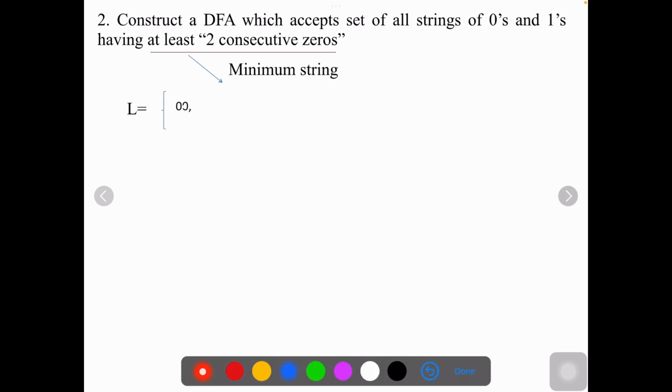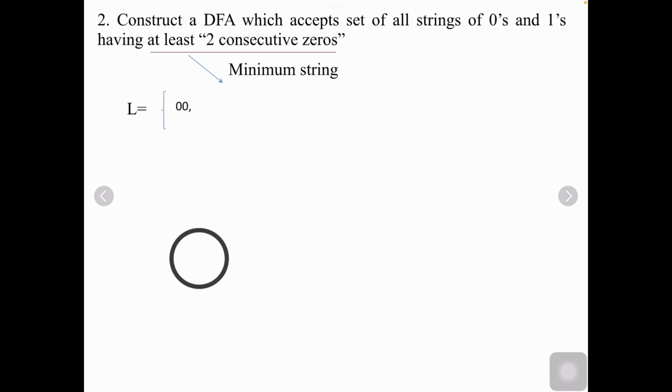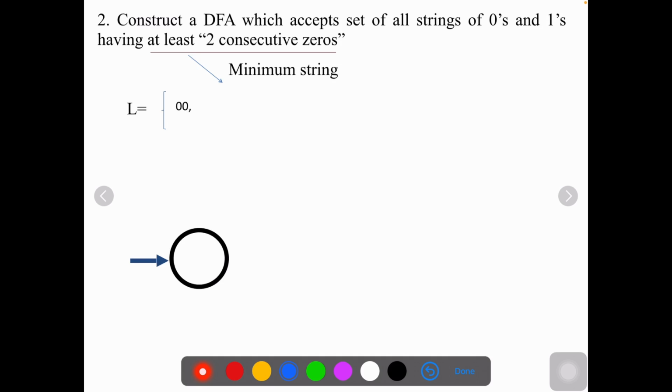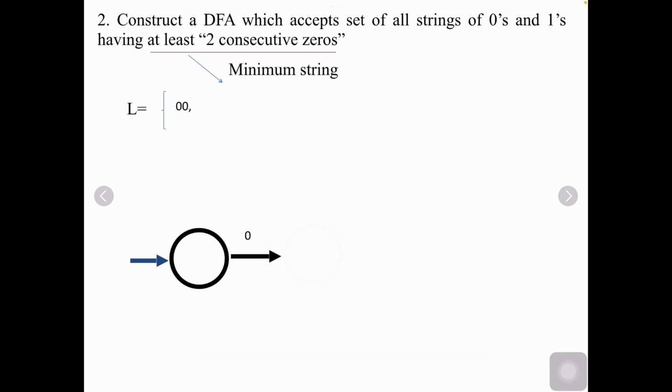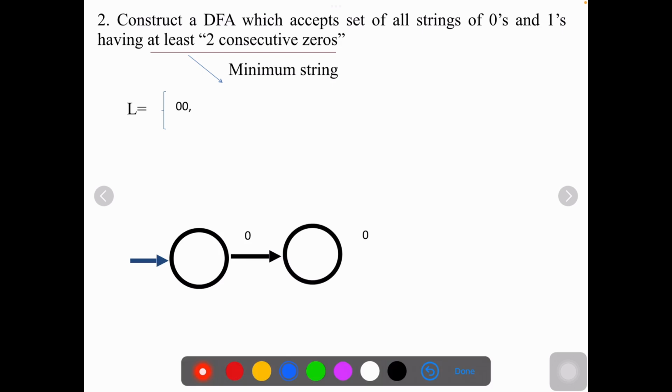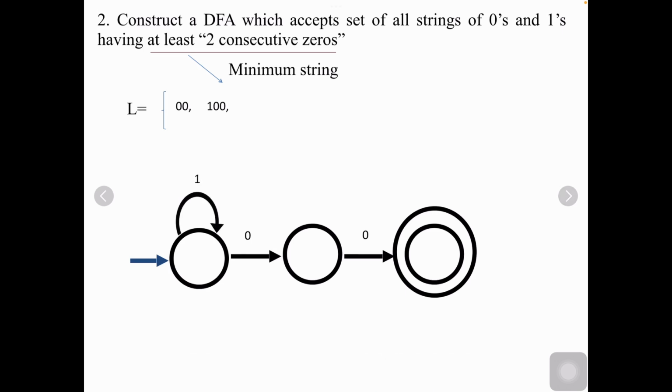For two zeros, you have to construct a skeleton of the DFA, which is not a complete DFA. On 0, go to the next state, and on 0 again, and that is the final state. Okay, so that's two zeros accepted. Other strings are also possible, because two zeros are already there. It may begin with any number of ones, so you can take that in Q naught itself.